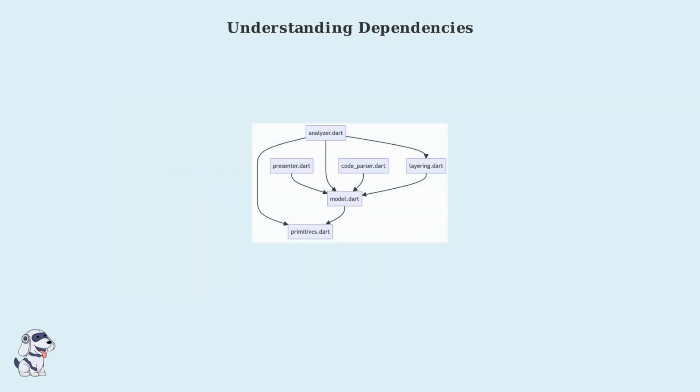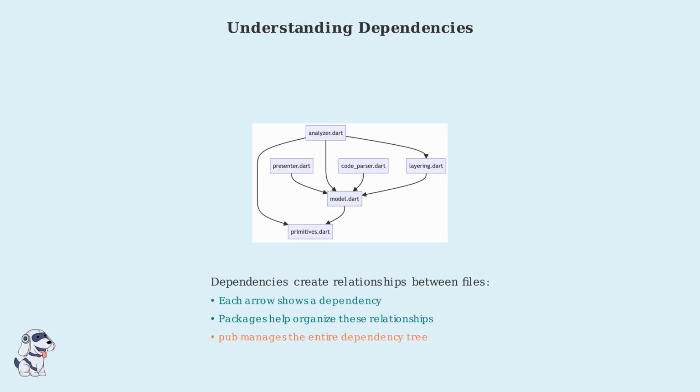Dependencies create complex relationships between files and packages. Each arrow in this graph shows how one file depends on another. The Pub Package Manager handles the entire dependency tree, ensuring all required packages are available and compatible.